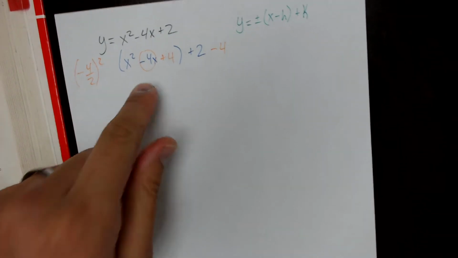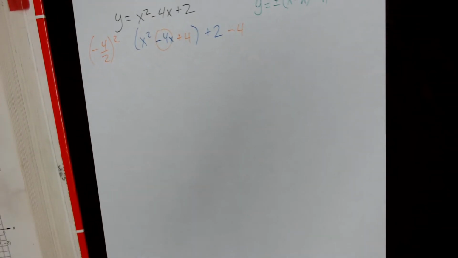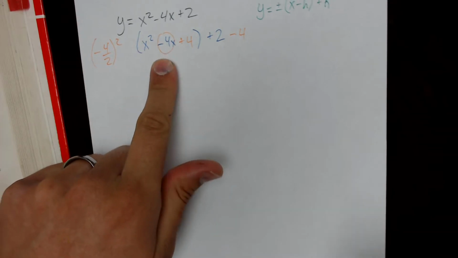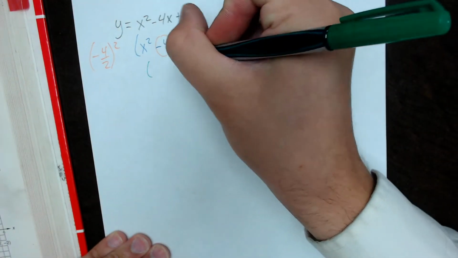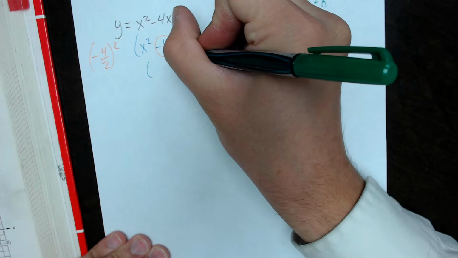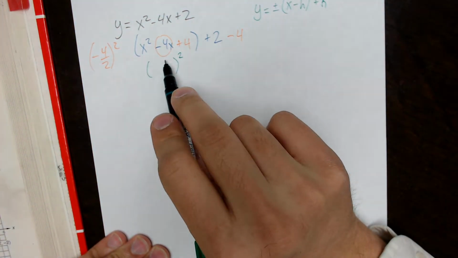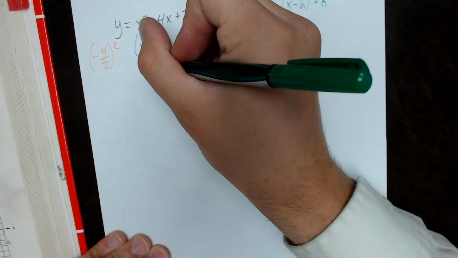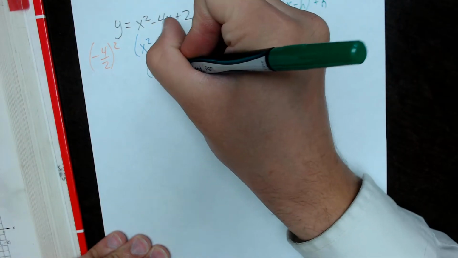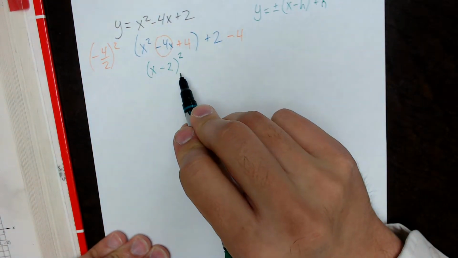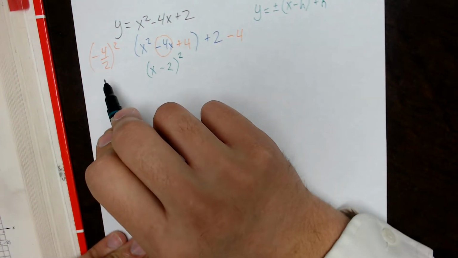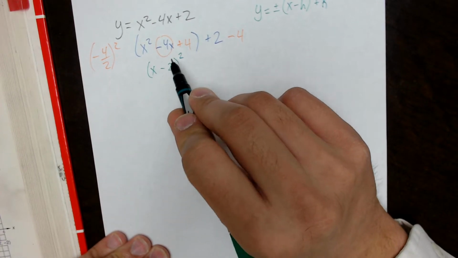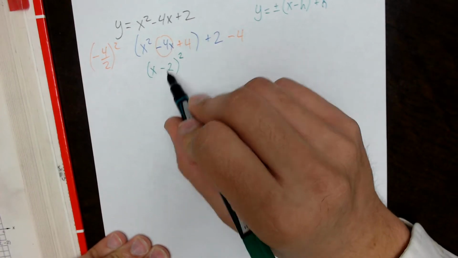Now, once I do this, I have a perfect square, and this can be factored into that perfect square. So x squared minus 4x plus 4 can be factored into (x minus 2) squared. The minus 2 comes from negative 4 divided by 2. So x minus 2 squared. I'm going to write it like this.